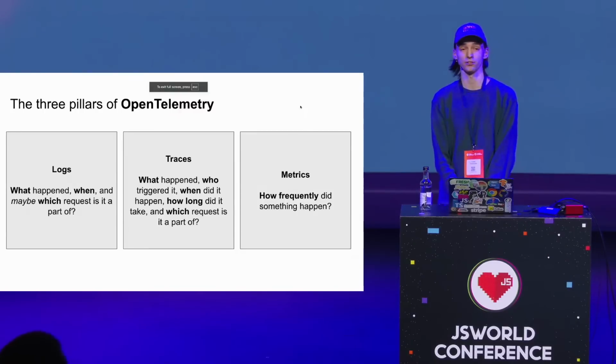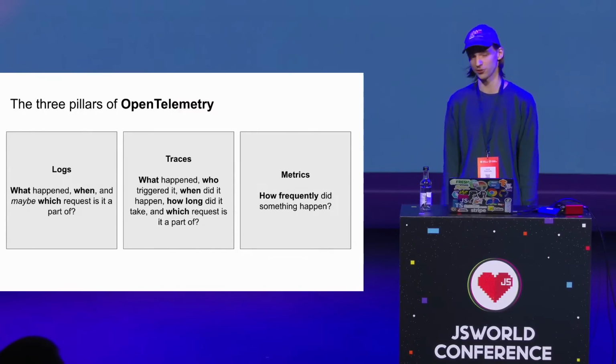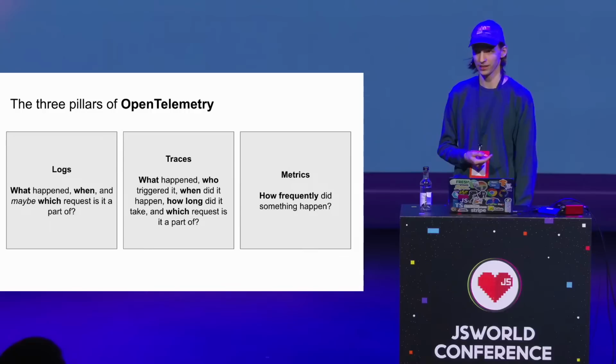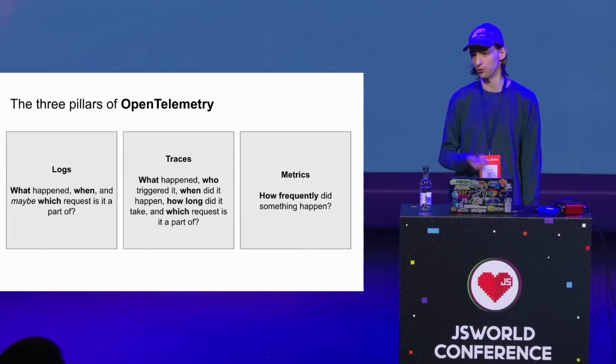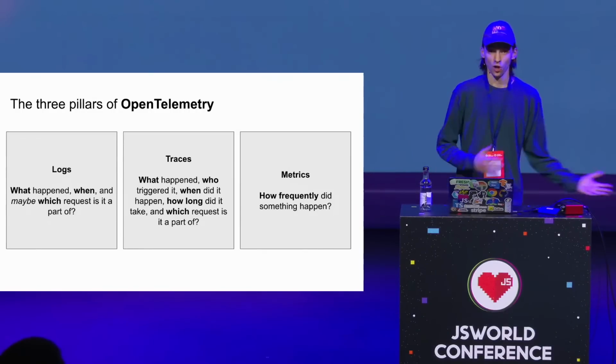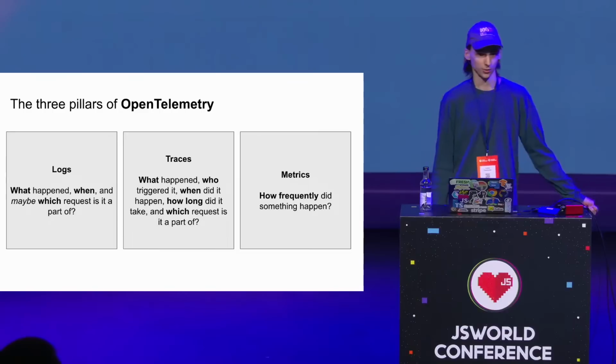Those are the 3 pillars of OpenTelemetry. So I've showed you this in the context of Deno, but this is applicable not just to Deno, but also to Node, and to any other programming language you may want to learn or already know. Java, Go, Rust, they all have this. Logs: what happened? When did it happen? And maybe you know which request it's part of if you have the trace ID stuff.